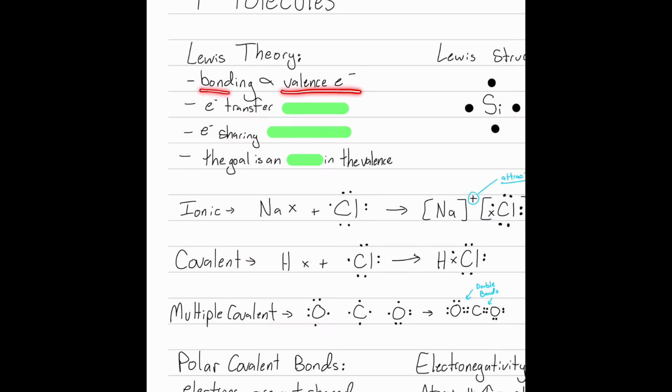So, Lewis theory states that the bonding capacity of an atom is dependent on its valence electrons. When electrons are transferred, an ionic bond is formed. When electrons are shared, that's a covalent bond. The goal is to end with an octet.